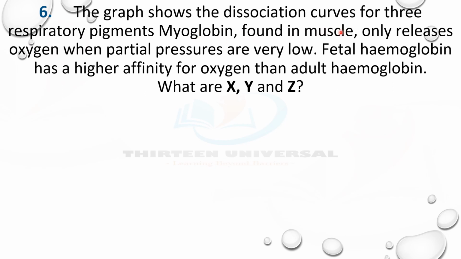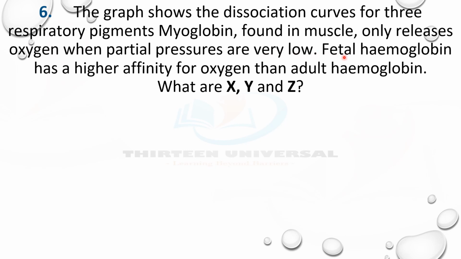Myoglobin is found in muscles. Please pay attention to how it is being described. Myoglobin is the reason why muscles are red. It's an oxygen store, and it only releases oxygen when partial pressures are very low. That means it has very high affinity for oxygen, right?